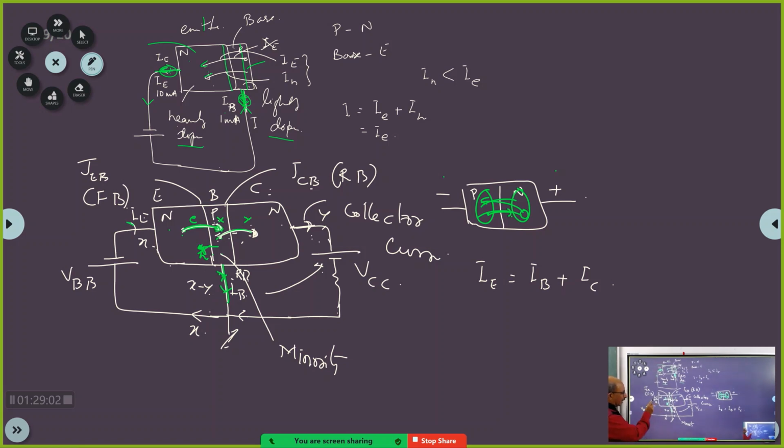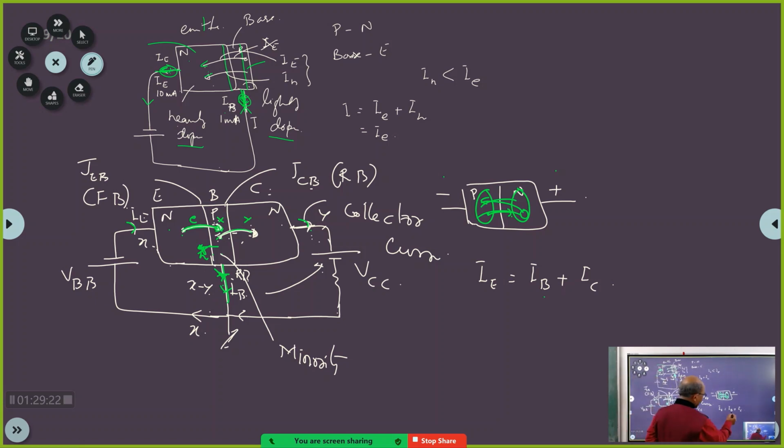I am writing like this. Emitter current will be equal to base current plus collector current. Okay? I am showing the directions like this. Is that okay? Fine. Now, here are some things that you have to understand.